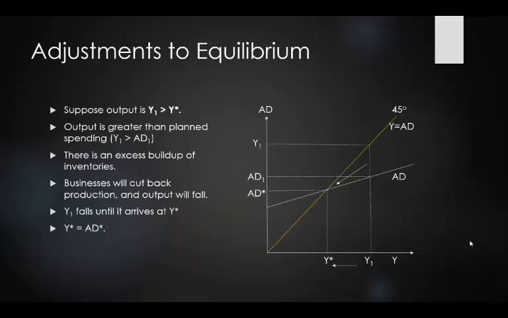Suppose, however, that output was at Y1. Then, as seen, output is greater than the planned level of spending, which is AD1 at that output level. This means there is too much production taking place, as inventories are building up faster than desired, so production will be cut back and output will fall. This will continue until the economy is back to Y star, where planned spending, AD star, is equal to total output Y star, and the economy is in equilibrium.